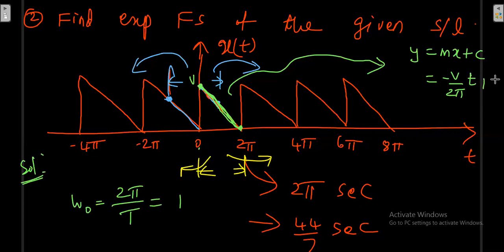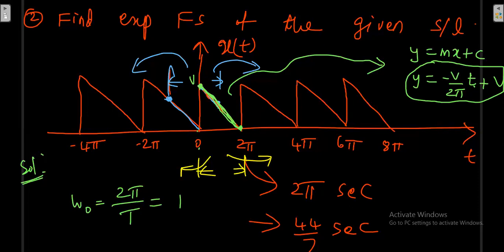So that means you just add plus v here. Now you substitute 2 pi in this equation. So definitely you'll get 0. Or you substitute t is equal to 0, you'll get v. Again, when you substitute in-between values, you'll get the corresponding values here. So now this is the equation of this line.